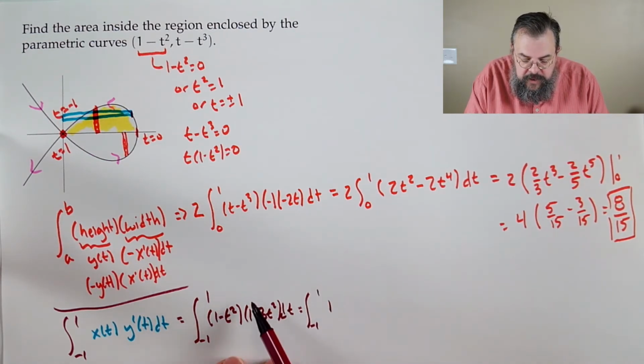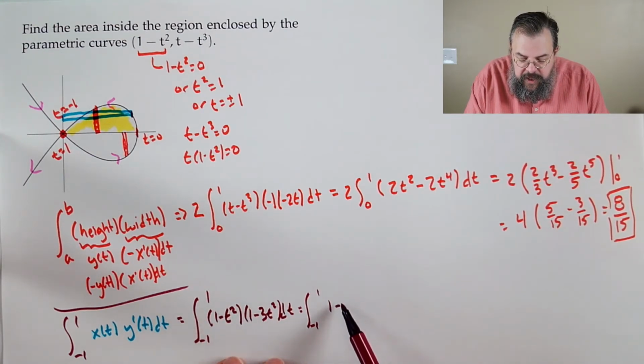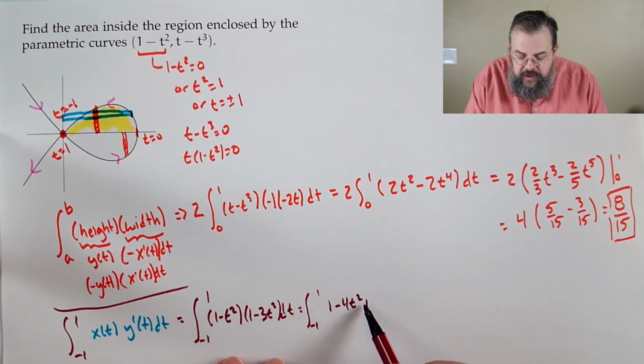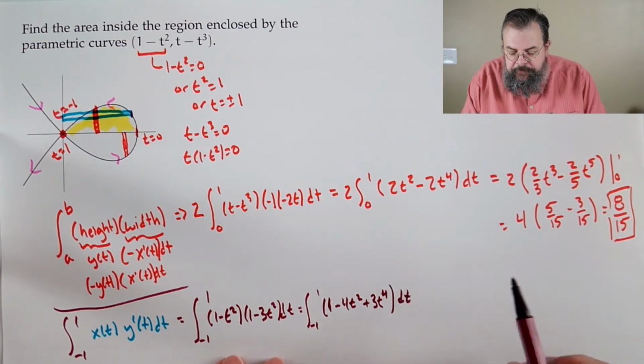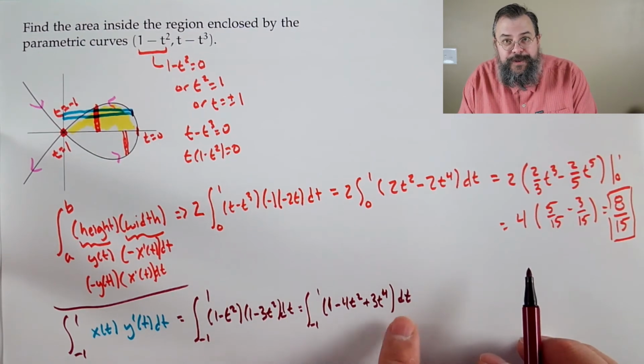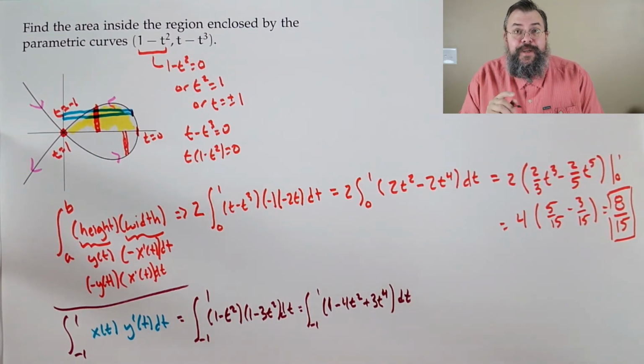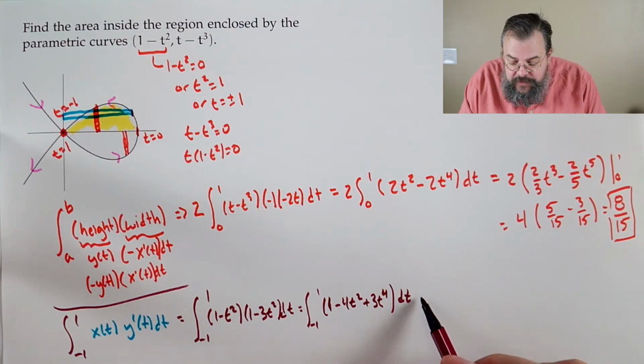Okay, so this becomes integral -1 to 1 of, multiply it out, you're going to get 1. Then you're going to get minus 3t squared minus t squared. So that's minus 4t squared. Then plus 3t to the 4th. Okay, so that's the expansion, dt. You should always make sure you include that. It's good practice. It's good notation. Good notation is important.